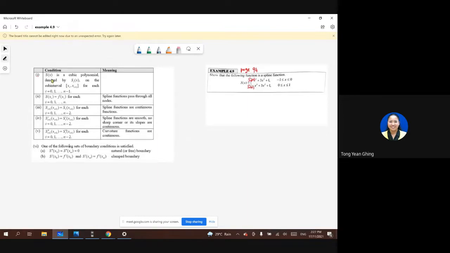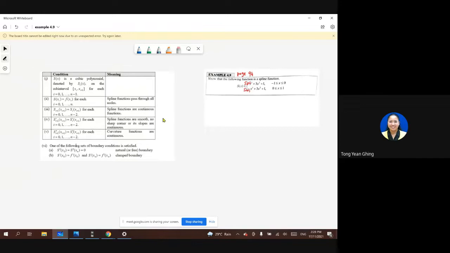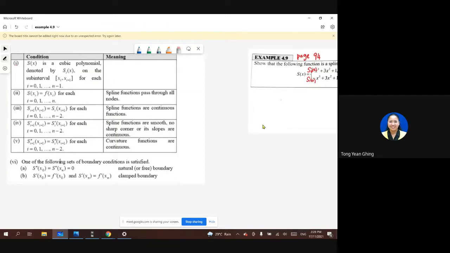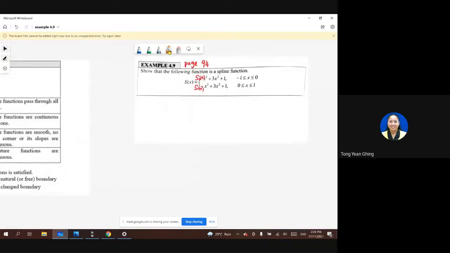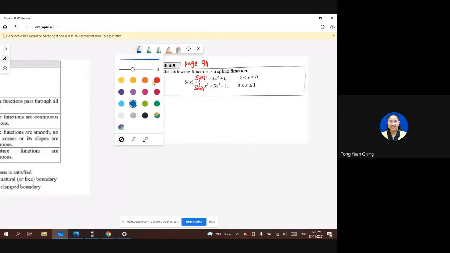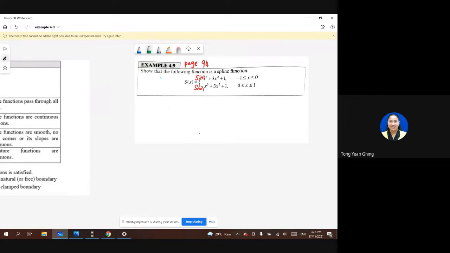The first condition says that S(x) is a cubic polynomial denoted by S_i(x) on the subinterval [x_i, x_{i+1}] for each i equal to 0, 1, until n minus 1. Okay, so we directly go and check the first condition.